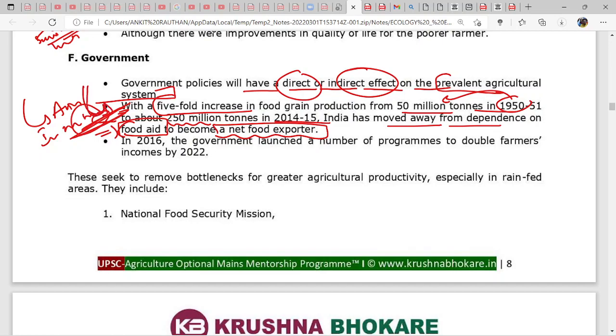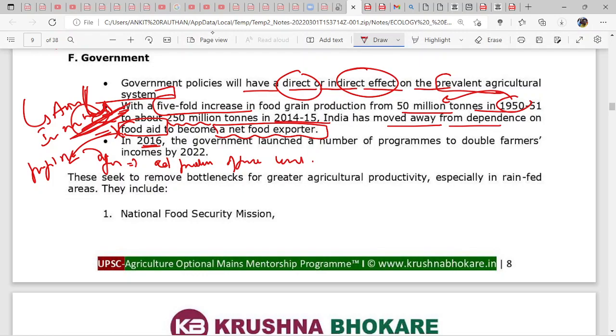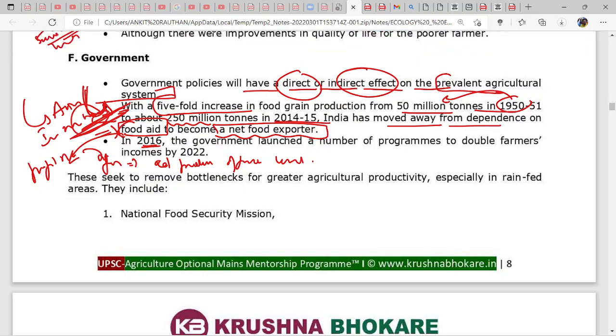So our agriculture sector is booming and we have to make it boom. But this profit share should also reach the farmers, the real producers of food, not the land laborers or the intermediaries, right? Let's move ahead.